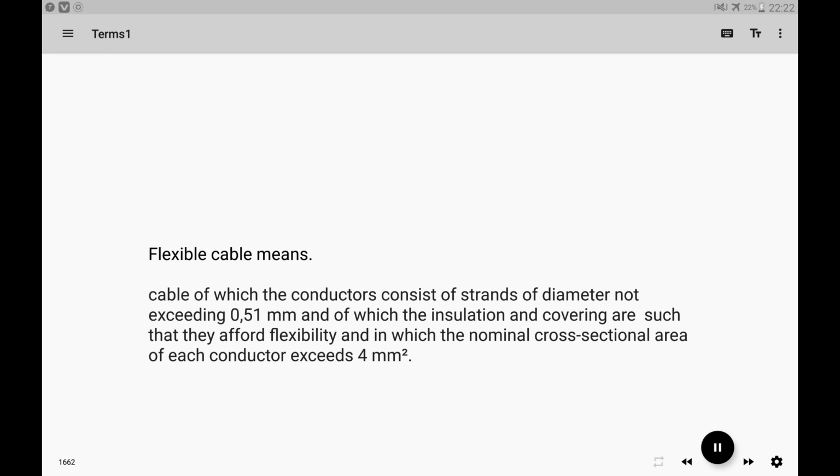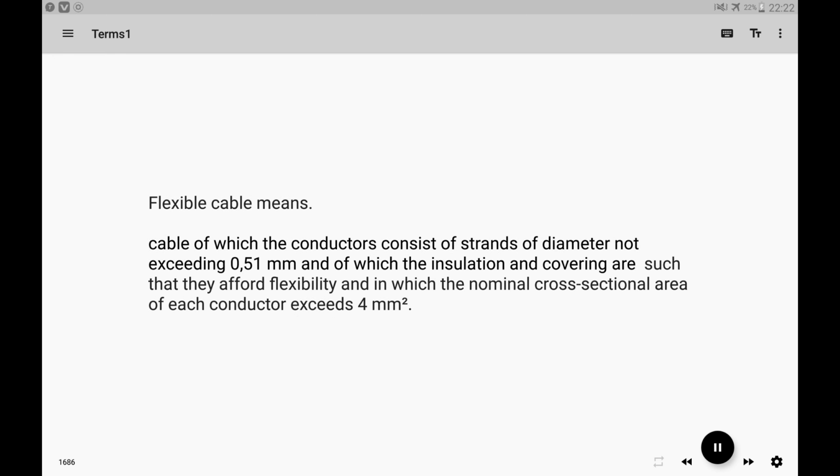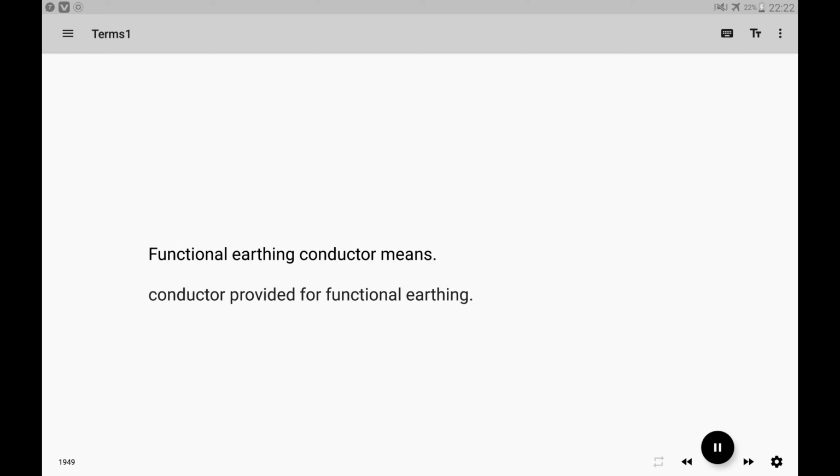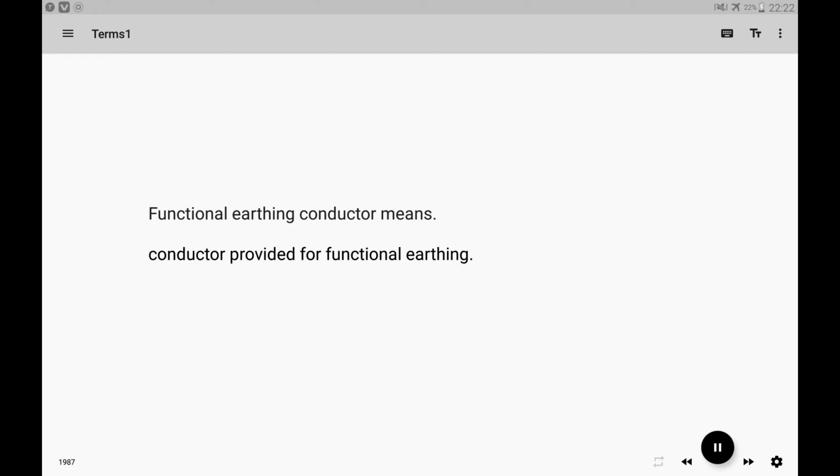Flexible cable means cable of which the conductors consist of strands of diameter not exceeding 0.51 millimeters and of which the insulation and covering are such that they afford flexibility and in which the nominal cross-sectional area of each conductor exceeds 4 square millimeters. Functional earthing conductor means conductor provided for functional earthing.